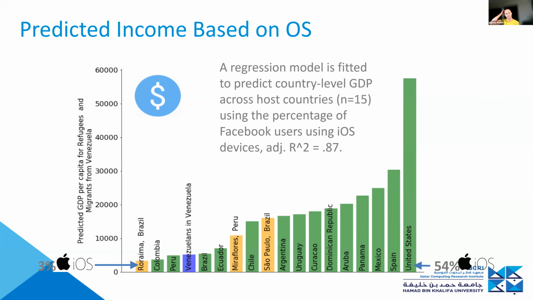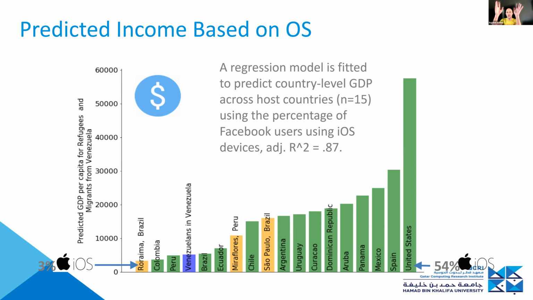Let me try to explain this. For example, we collect data from the World Bank that tells us the per capita GDP in Argentina. Let's say the per capita GDP in Argentina is $25,000 US. I'm making this up, just go with this. And let's suppose the iOS usage among Facebook users in Argentina is 20%. So now we know that 20% iOS use among Facebook users maps to $25,000 US.